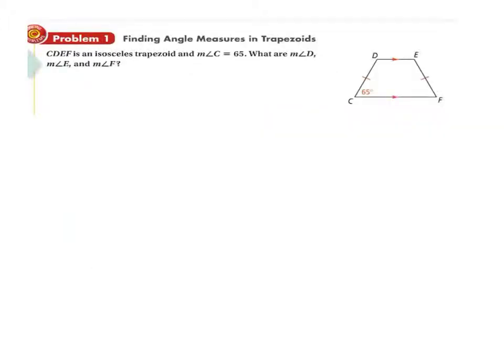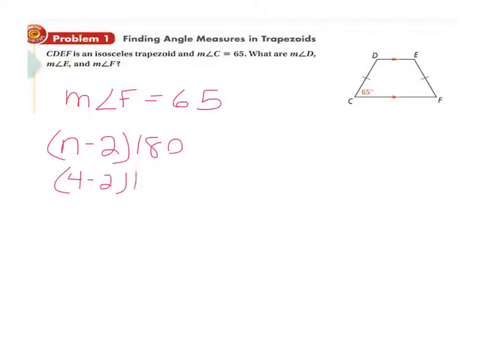All right, so it says find angle measure in this trapezoid. So CDEF is an isosceles trapezoid, and we know that C is 65. What are the rest? Well, we know that the measure of angle F is 65. And then if we think about the sum of the interior angles of this, remember, is n minus 2 times 180. We've got four sides, so 4 minus 2 times 180. Therefore, we know it's 360.